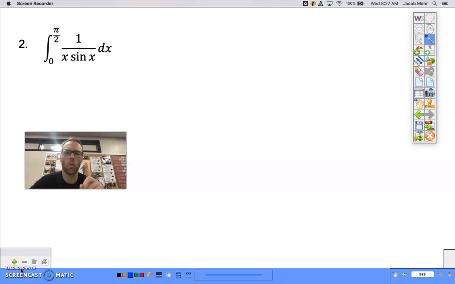All right, so we've got one problem in this video. We're taking the integral from 0 to pi over 2 of 1 over x sine of x dx. Now we should recognize this as a type 2 improper integral because the sine of 0 is 0, making a vertical asymptote at x equals 0. So how are we going to figure this one out?